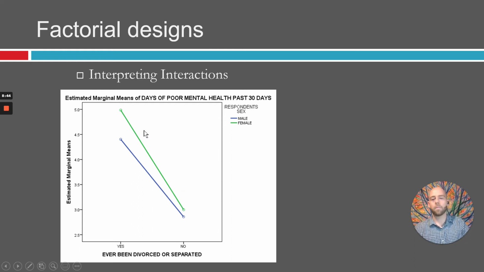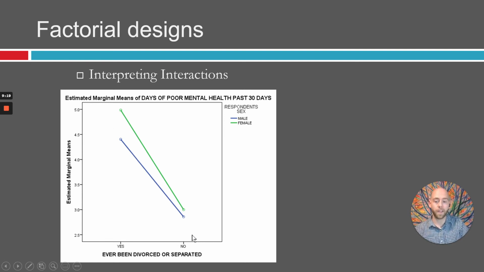So let's think about what the main effects on this particular study would be like. So we're looking at the number of poor mental health days according to two independent variables: the sex of the respondent, male or female, and if the respondent has ever been divorced, yes or no. So we have divorce on the x-axis here horizontally, and we have respondent sex on the different lines here. And higher numbers here are higher numbers of poor mental health days.